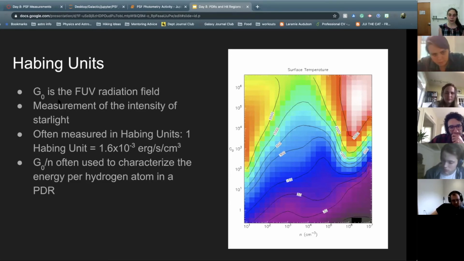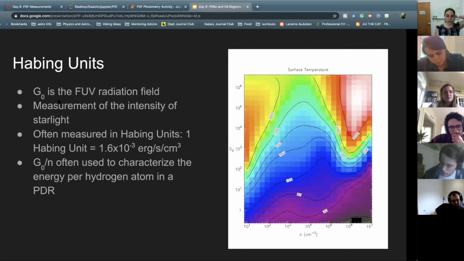Because of that, G naught is typically unitless, because we divide a flux by a flux, so we lose our units, or we're in Habing units. But you don't typically say that. So if you see a G naught and it doesn't have a unit afterwards, it means it was divided by this 1 Habing unit value.